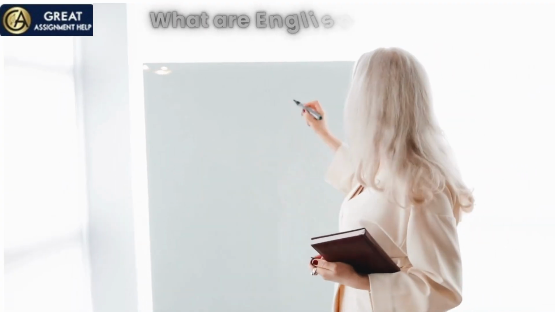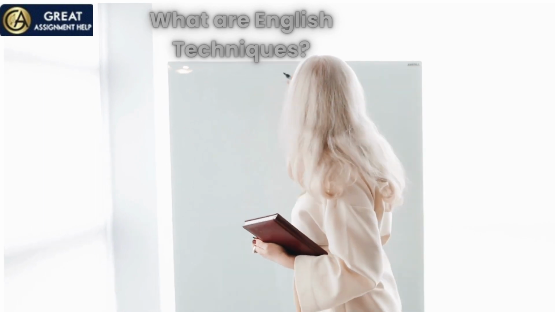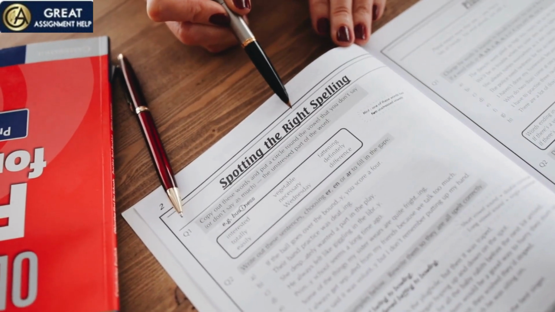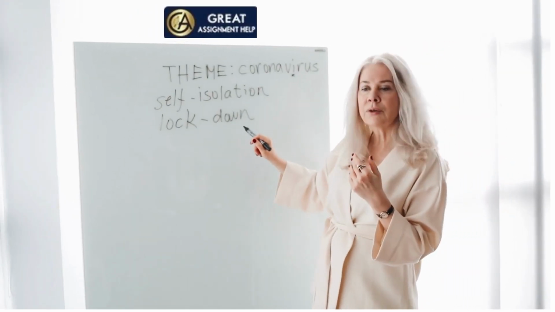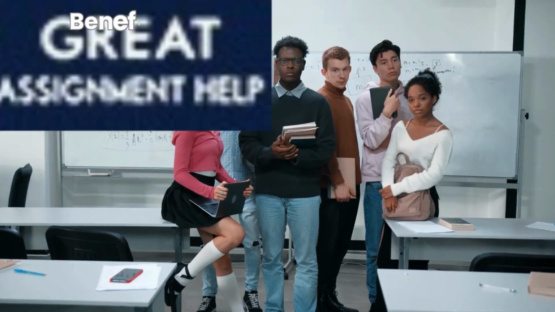What are English techniques? English techniques are techniques that give artistic value to a text. It is used predominantly by writers to highlight an important thing in a text or to convey the meaning of something implicitly or explicitly.